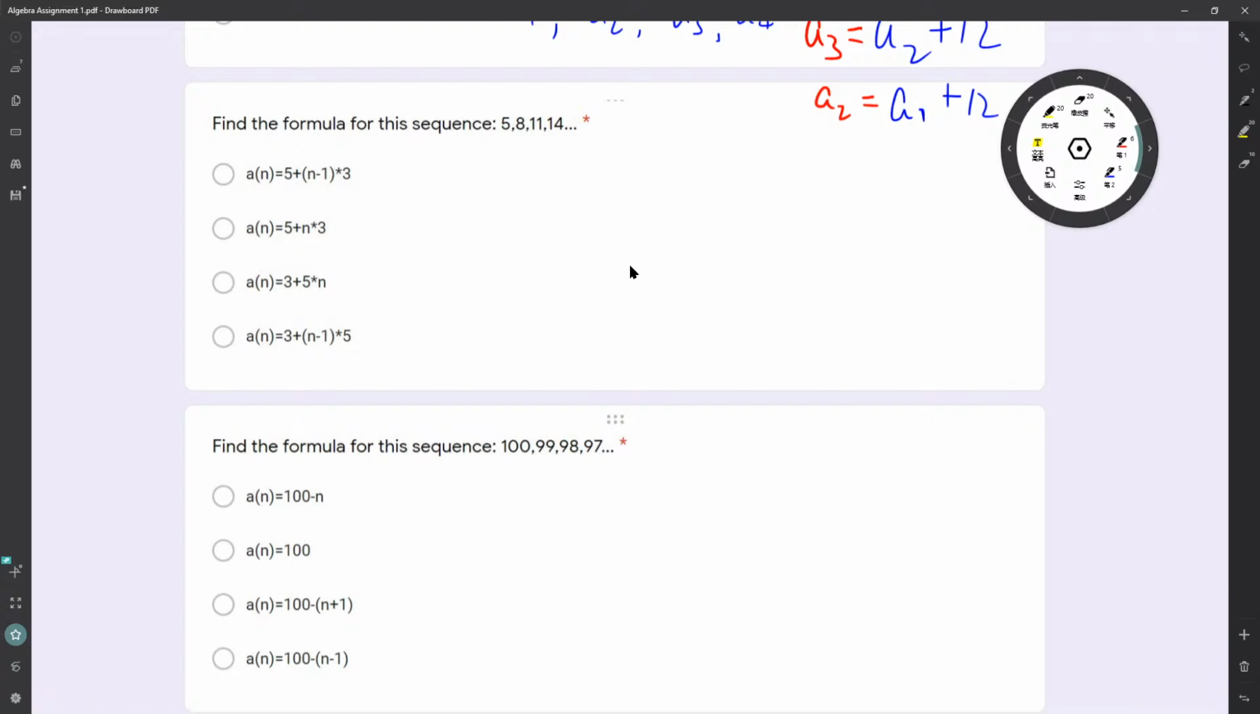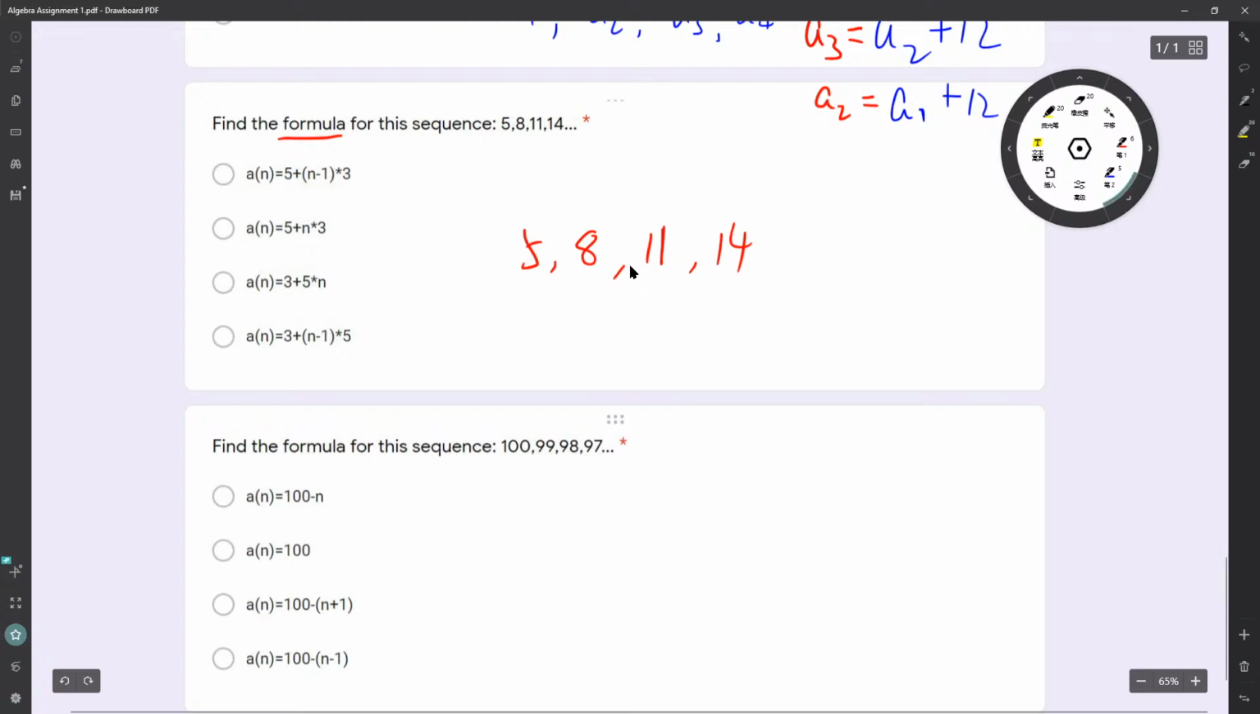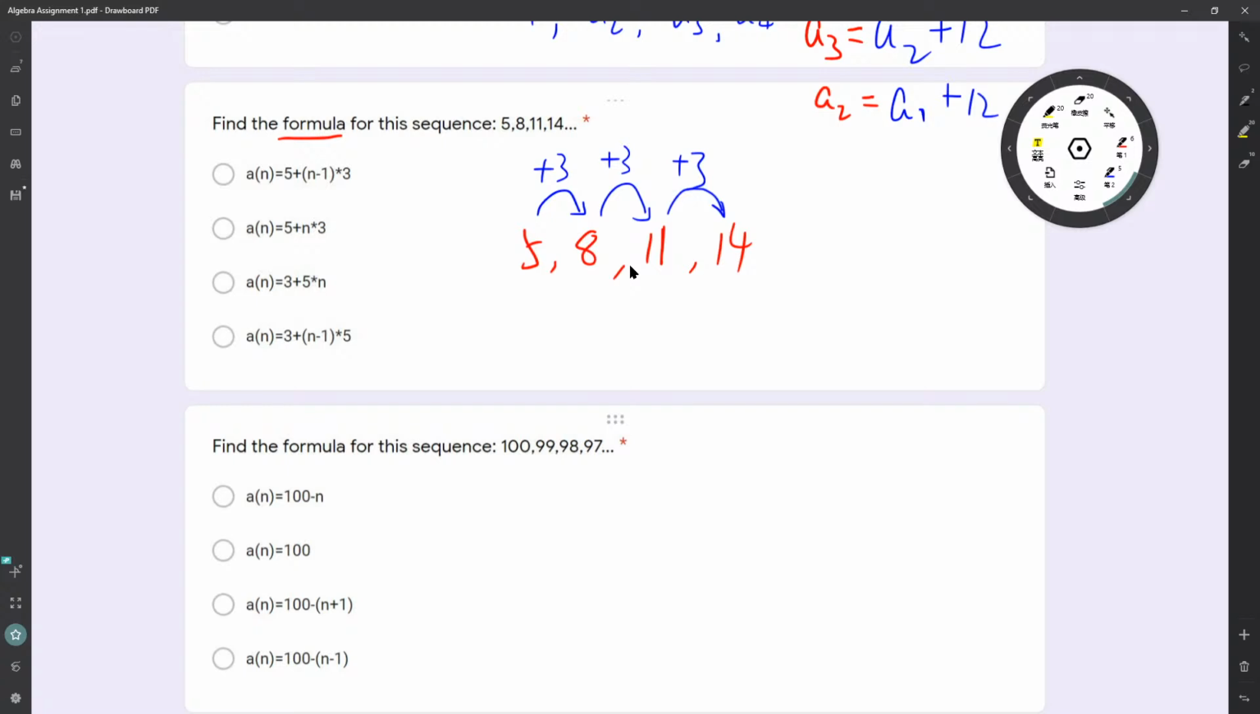Let's go on. Find the formula for this sequence, 5, 8, 11, 14. So to find the formula, let's first look for the pattern. From first to second, what's the difference? Plus 3, right? And from second to third, 8 to 11, plus 3. And from 11 to 14, plus 3. So the pattern is every term is 3 more than the previous term.